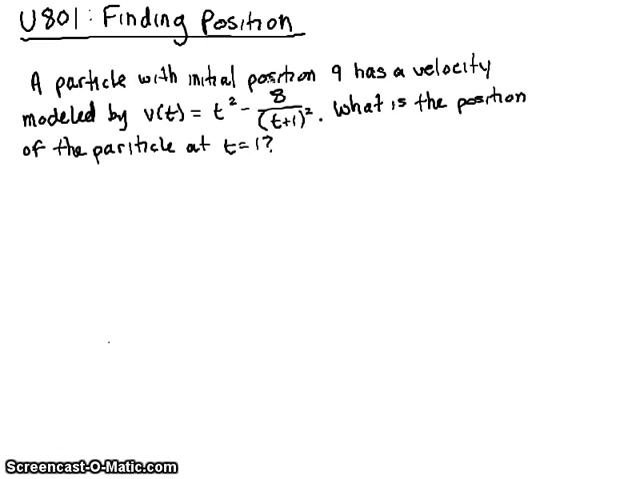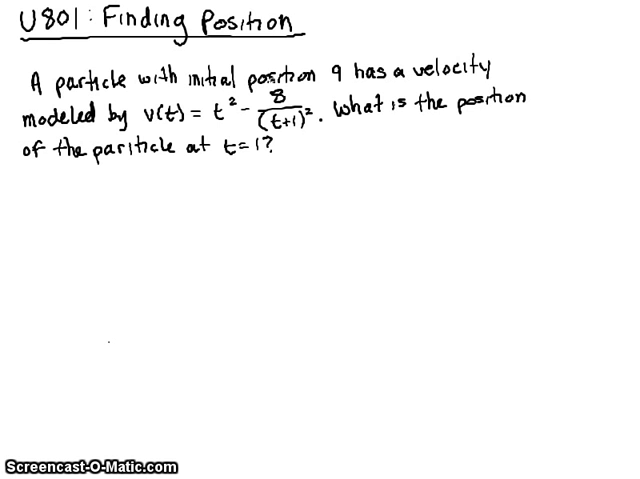Okay, in this video we're going to talk about Unit 8, Objective 1, Finding Position. This is going to be coming from an equation where we have velocity and we need to get back to position. So the question we're going to look at in this video is a particle with initial position of 9 has a velocity modeled by v of t equals t squared minus 8 over the quantity t plus 1 squared. And they want to know what the position of the particle is at t equals 1.